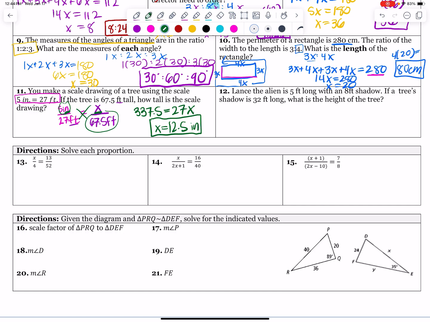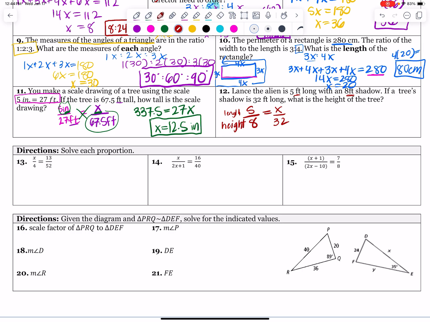And so what we're going to do is set up a proportion here. These are both already in feet. So if a tree's shadow is 32 feet long, what is the height of the tree? 5 feet to 8 feet is going to be proportional to the 32 feet long. What is the height of the tree? So we're comparing the height, and so that's going to be x over 32, because this was length, this was height, the way we wrote the original ratio. And so we had 32 feet long.